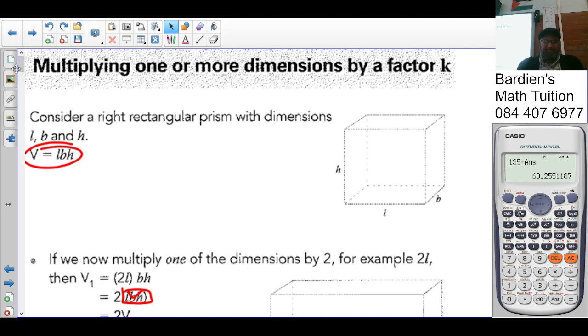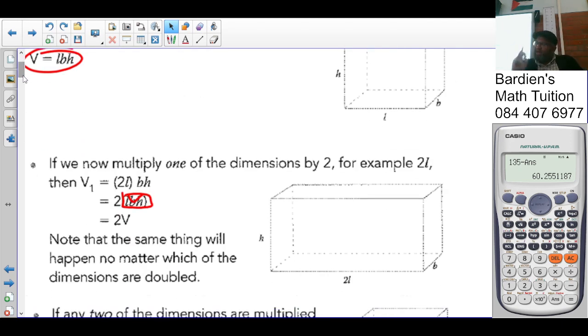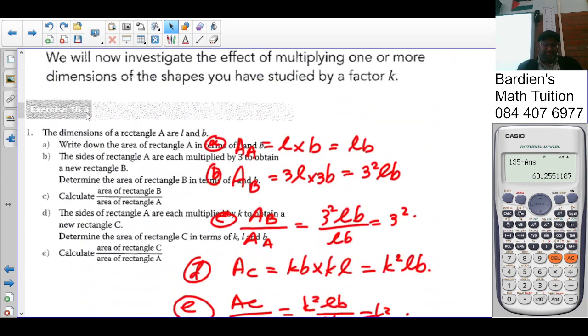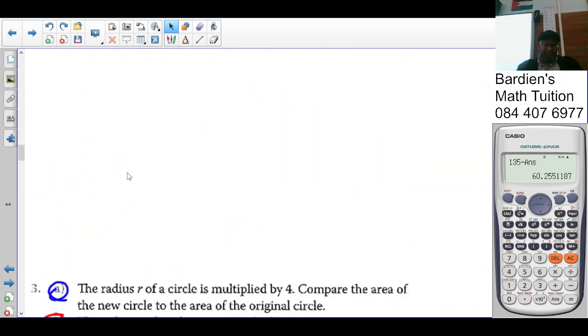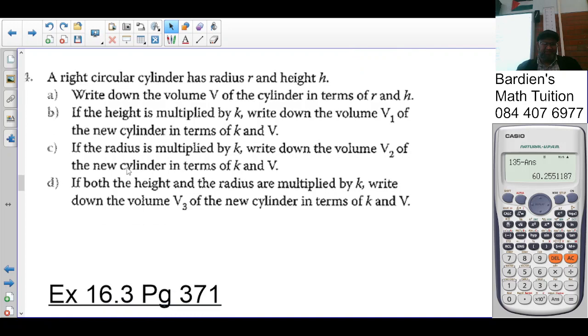Okay, multiplying one or more dimensions by the K factor. We said if you multiply by 1 side, the volume will be multiplied by K. If you multiply by 2 sides, then it's going to be K squared. If it's going to be 3 sides, it's going to be K cubed. So we spoke about that.